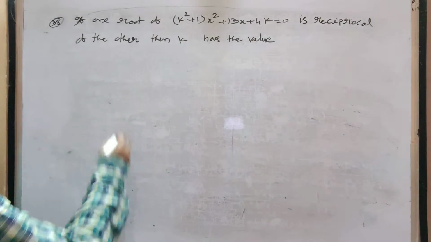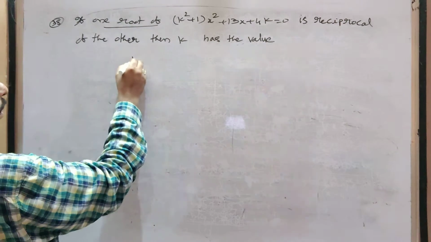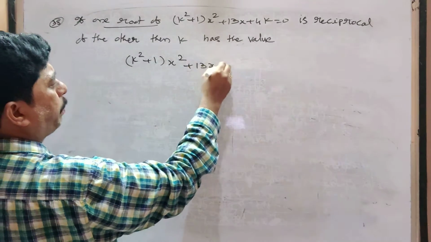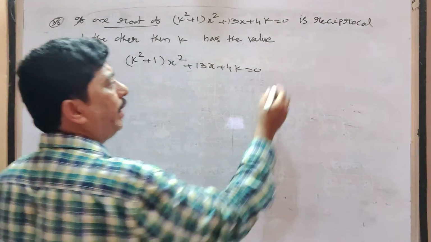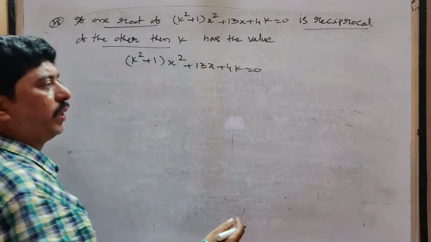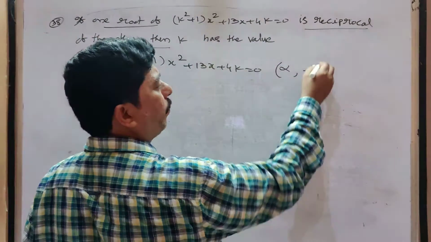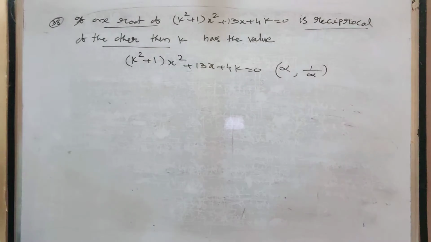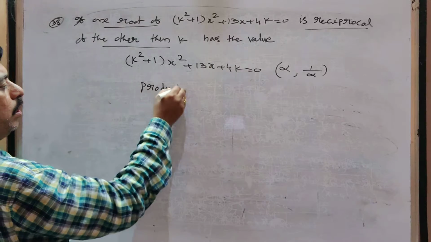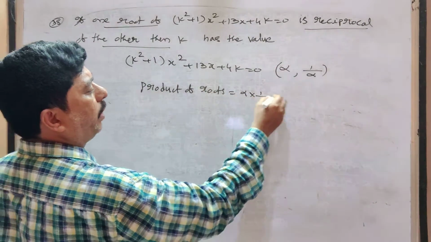See, next question is 38. One root of the equation (k square plus 1) x square plus 13x plus 4k equal to 0 is reciprocal of the other. That means we can take one root is alpha, other root will be 1 by alpha. Now product of the roots. You got alpha into 1 by alpha, that equal to 1.